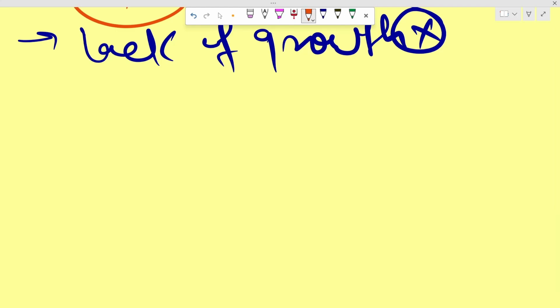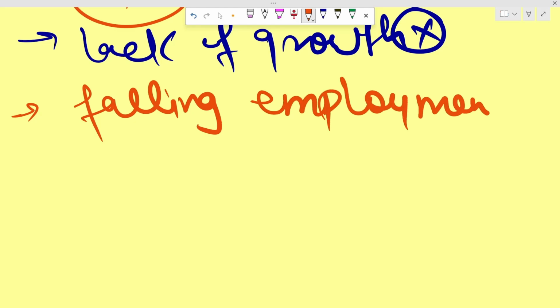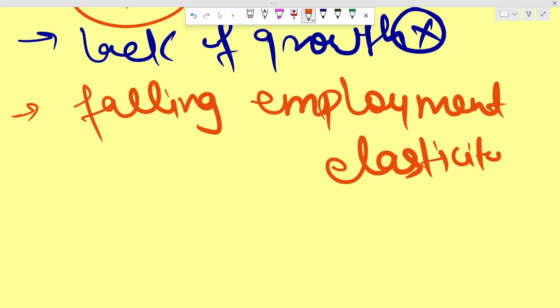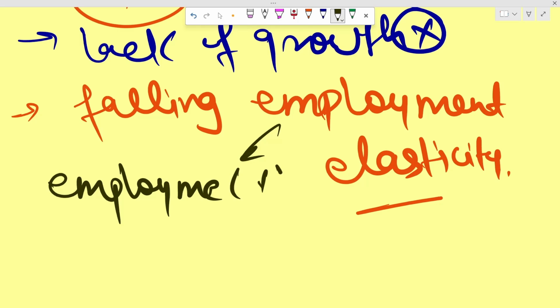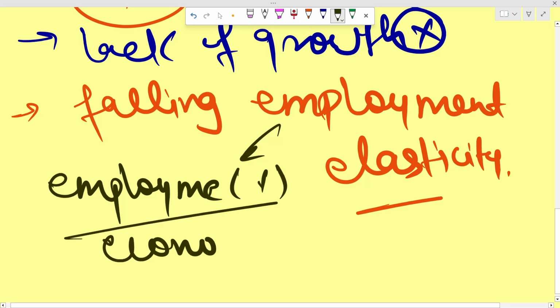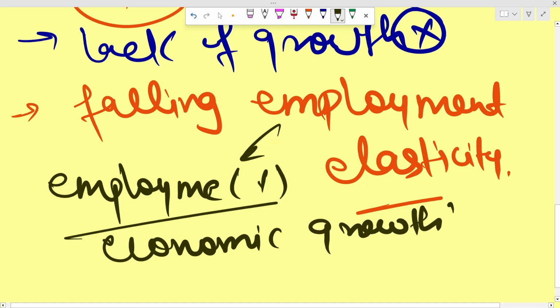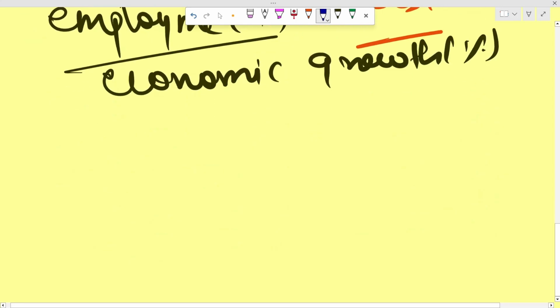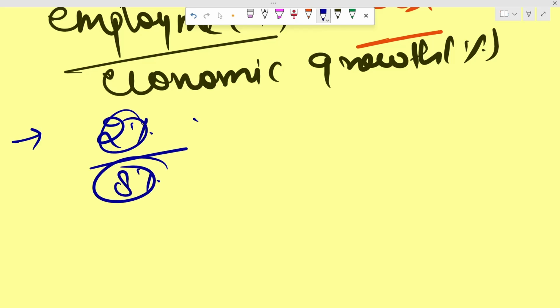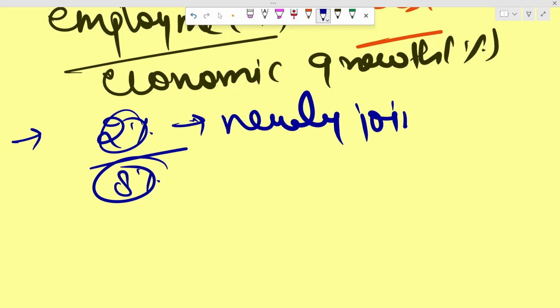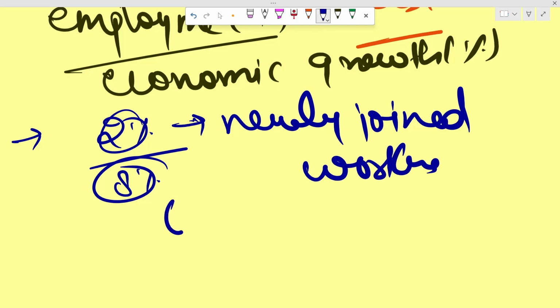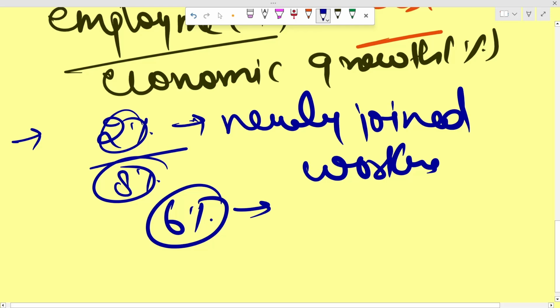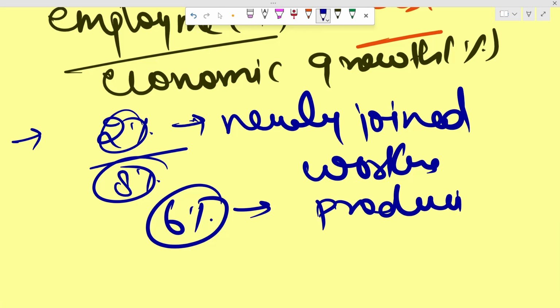Whereas some economists suggest a far better argument, which is the falling employment elasticity. Employment elasticity is the ratio of employment growth in percent to the economic growth. Let's take an example to understand this better. If the employment elasticity of a nation is 2:8, it means 2% of economic growth is coming from the newly joined workers, and the remaining 6% is coming from other factors, and the most influential factor is the increase in productivity of previously working workers.